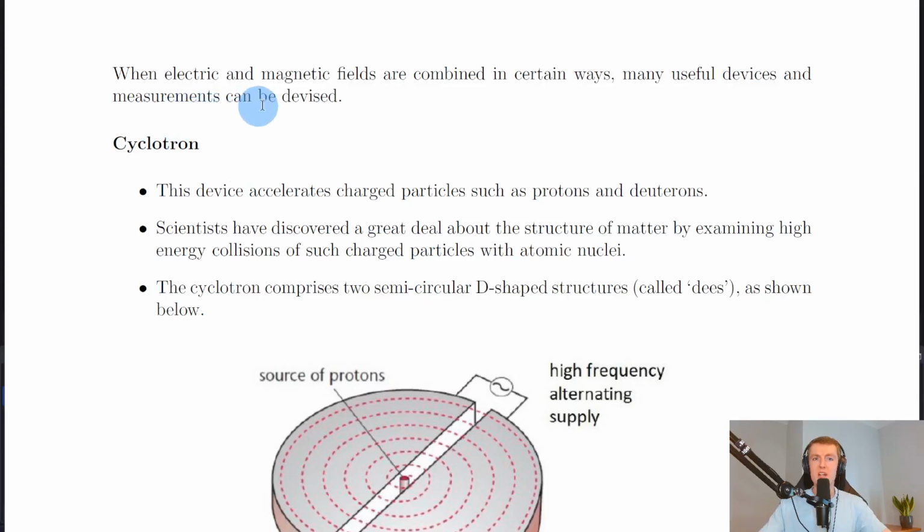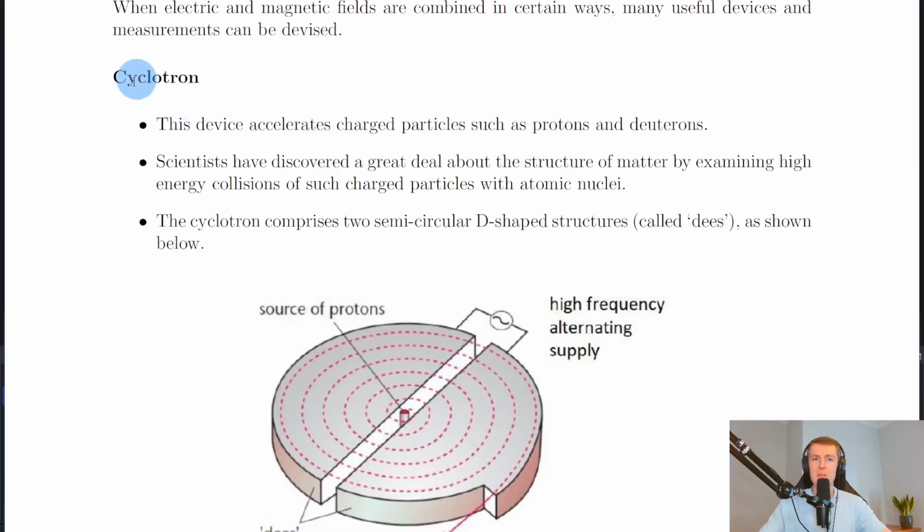Now it says here, when electric and magnetic fields are combined in certain ways, many useful devices and measurements can be devised. And we see this at play in the cyclotron, which was seen in higher physics. So firstly, it says this device accelerates charged particles such as protons and deuterons. Scientists have discovered a great deal about the structure of matter by examining high-energy collisions of such charged particles with atomic nuclei. The cyclotron comprises two semicircular D-shaped structures called Ds, as shown below.